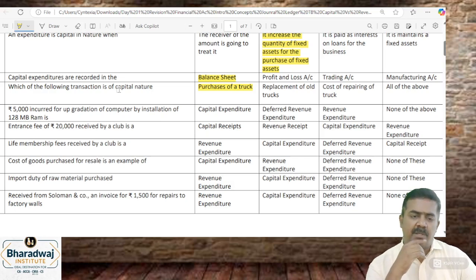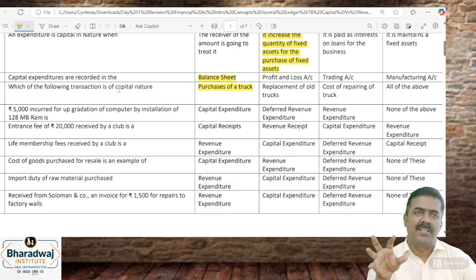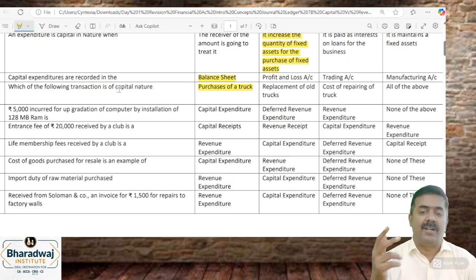We spent 5,000 incurred for upgradation. Upgradation of which one? RAM. We increase the RAM. It is improvement. If you replace the hard disk or RAM or display of the system, it is revenue expenditure. If you improve or upgrade, it is improvement. Improvement is which expenditure? Capital expenditure.